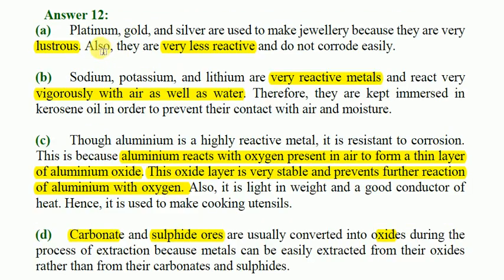Look at the first point: platinum, silver and gold are used for making jewelry. The reason is that they are lustrous, which means they have a very shiny surface. Also, they are very less reactive metals, so they cannot react easily with any substance. That's the reason why we use platinum, gold and silver for making jewelry.